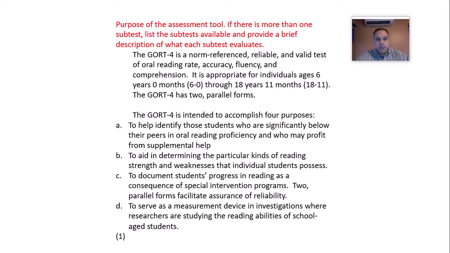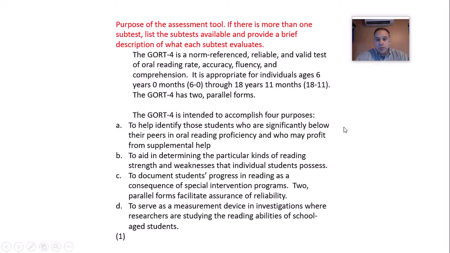The purpose of the assessment tool and the subtests, brief description of what each subtest evaluates. The GORT 4 is a norm-referenced, reliable, valid test of rate, fluency, comprehension. The GORT 4 specifically is for ages 6-0 through 18-11 and has 2 parallel forms for which to compare. And it is intended to accomplish 4 purposes.